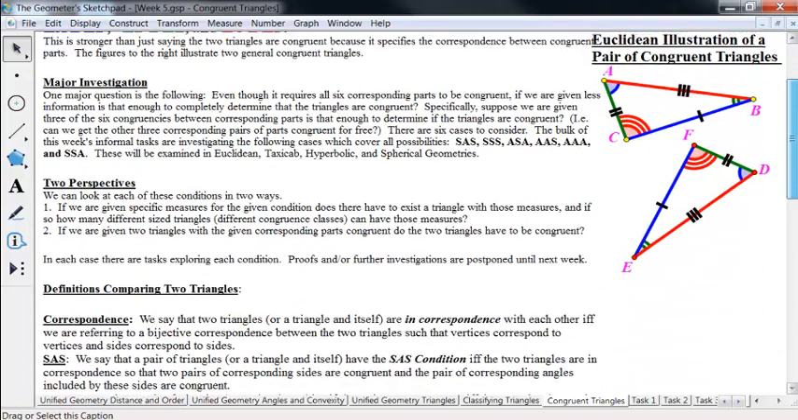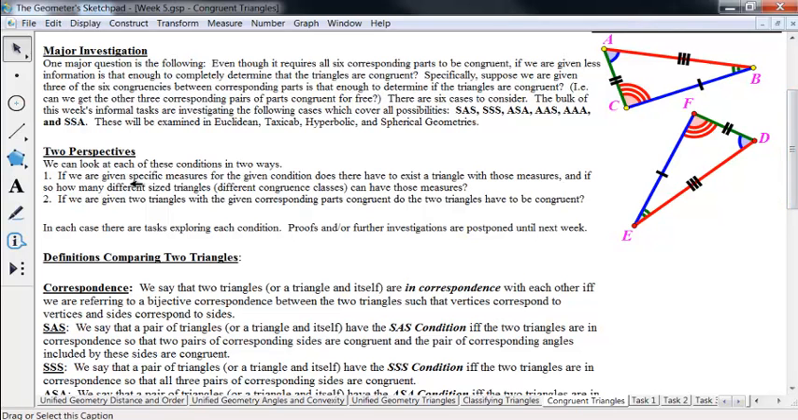Now when we're investigating these, we're going to investigate with two perspectives, two different conditions. One way we can look at side, angle, side, for example, is we're given two different triangles, so we know the two triangles exist, and we know that they have two pairs of corresponding sides that are congruent, and the corresponding pair of angles included in those two sides are also congruent. Then the question is, do we or do we not have enough information at that point to conclude that the two triangles are congruent? And the answer may or may not be different in the different geometries. That's really your main task for this week, to try to figure this out.